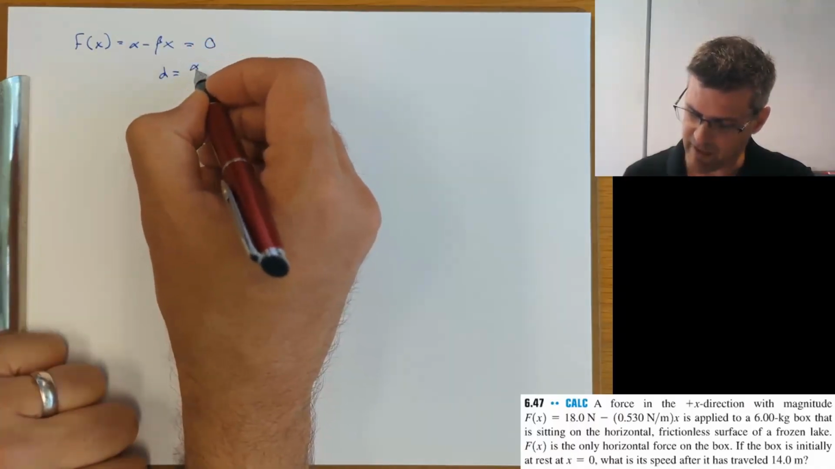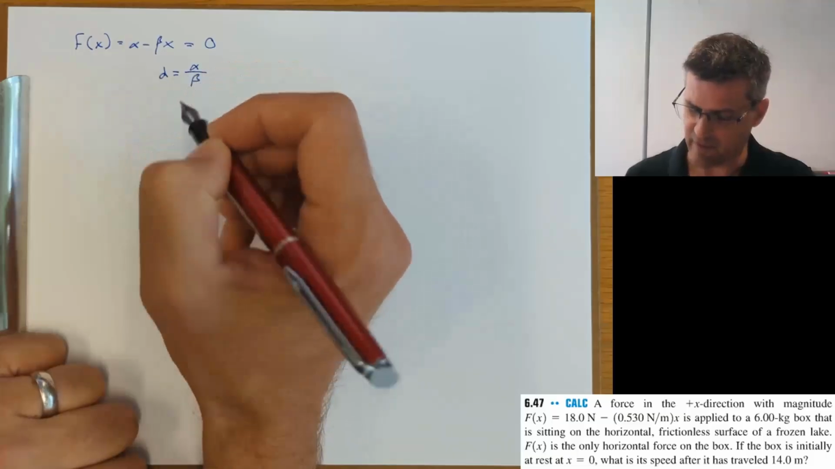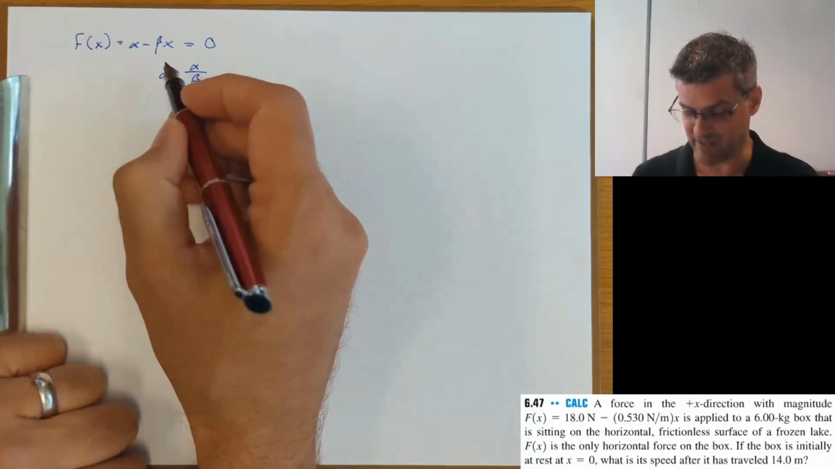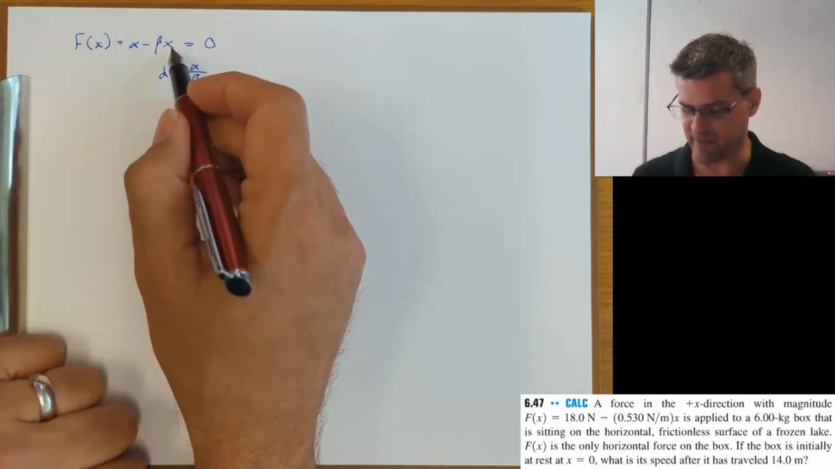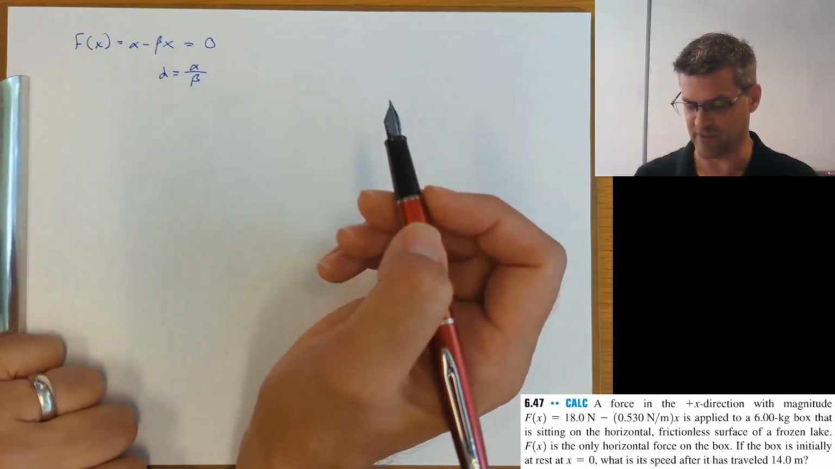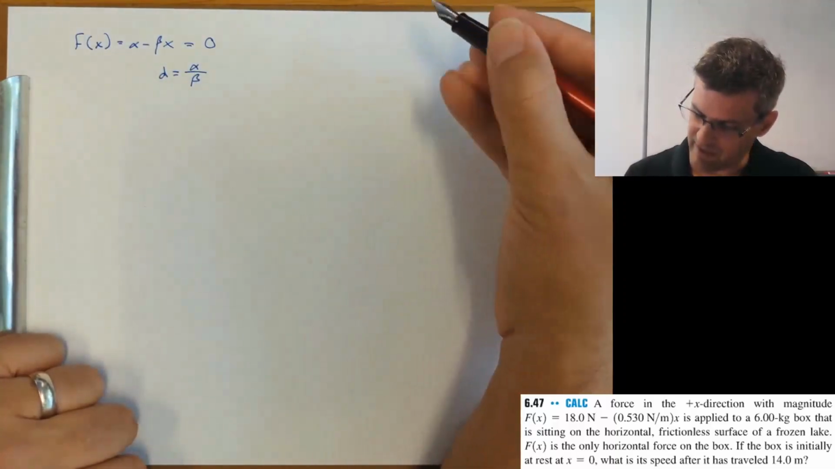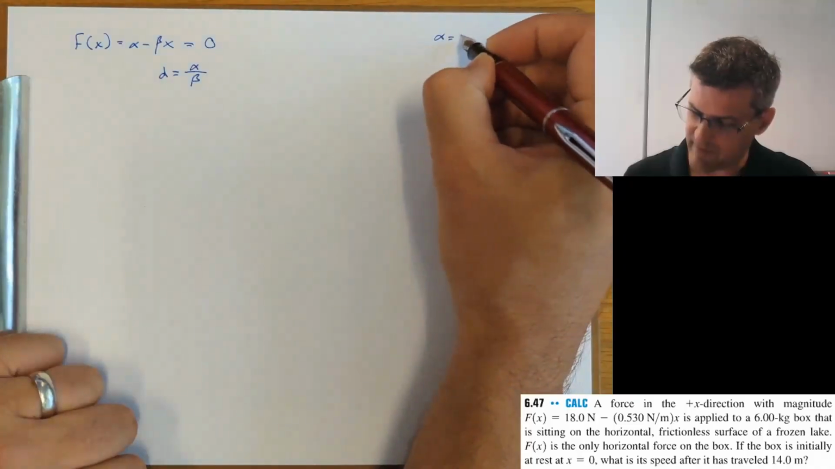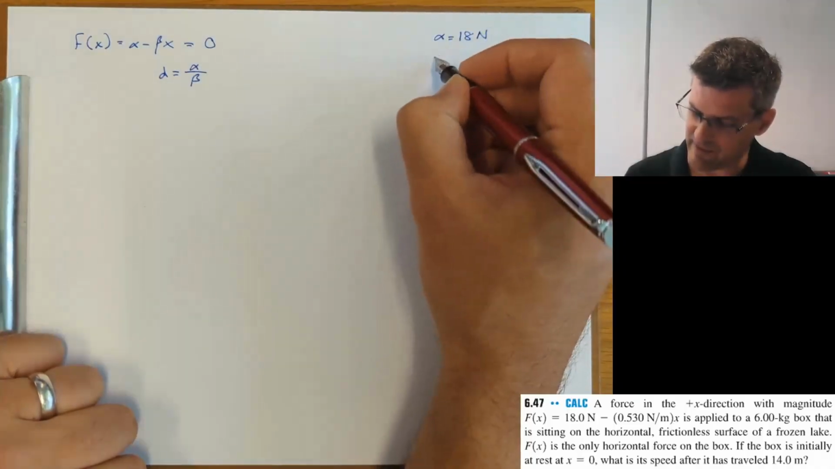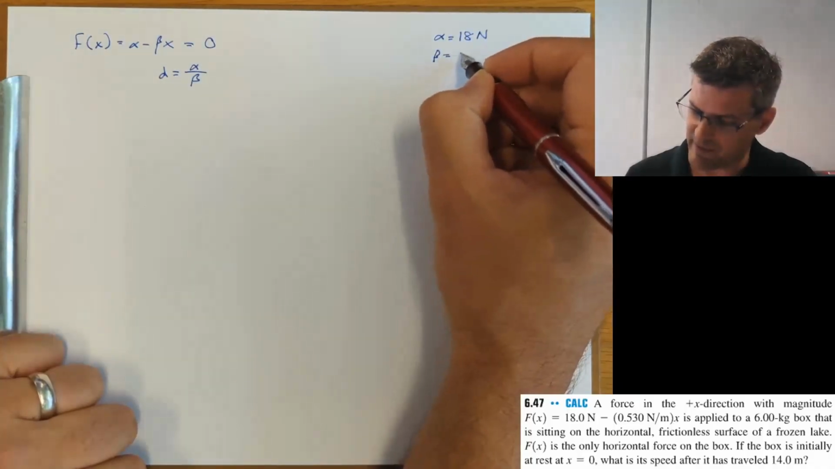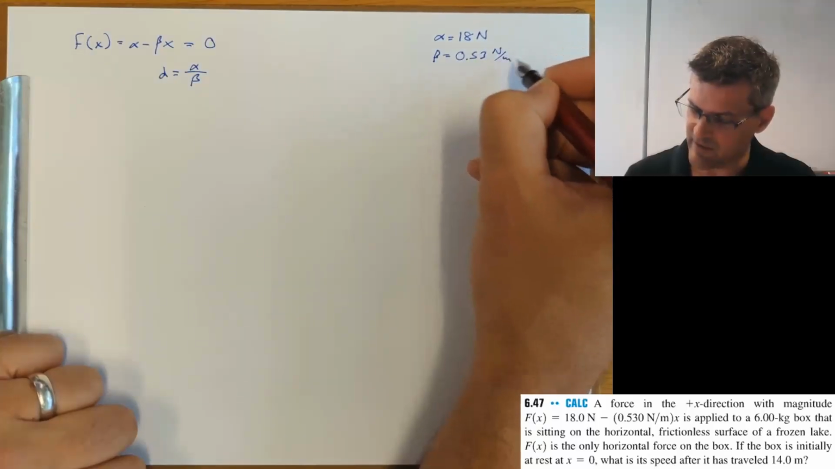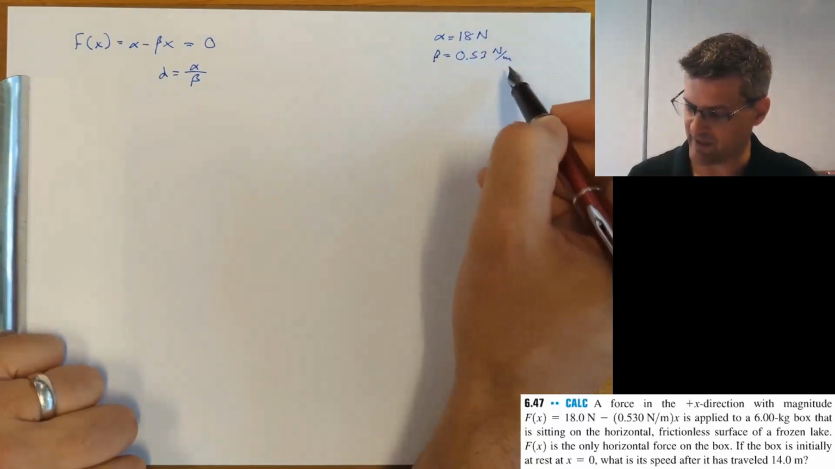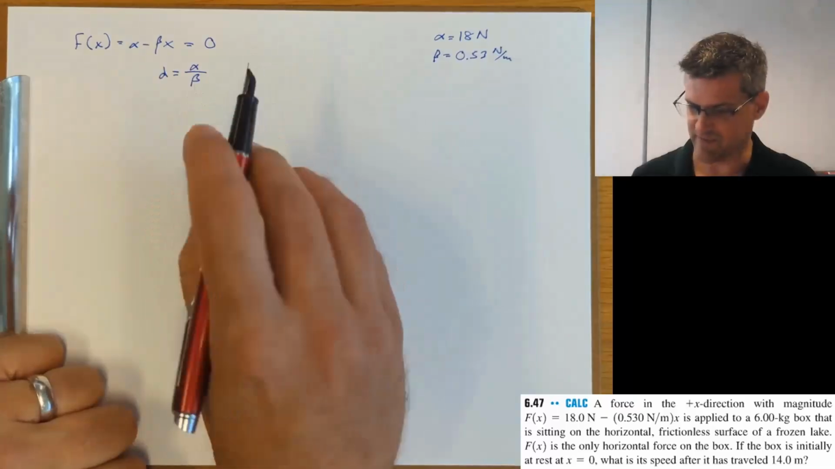And that is going to be alpha over beta. That's a special distance. If we were to put in a special position of alpha over beta, our force would go to 0. And in our problem, alpha was equal to 18 newtons. Beta was equal to 0.53 newtons per meter. Alpha divided by beta has units of meters.